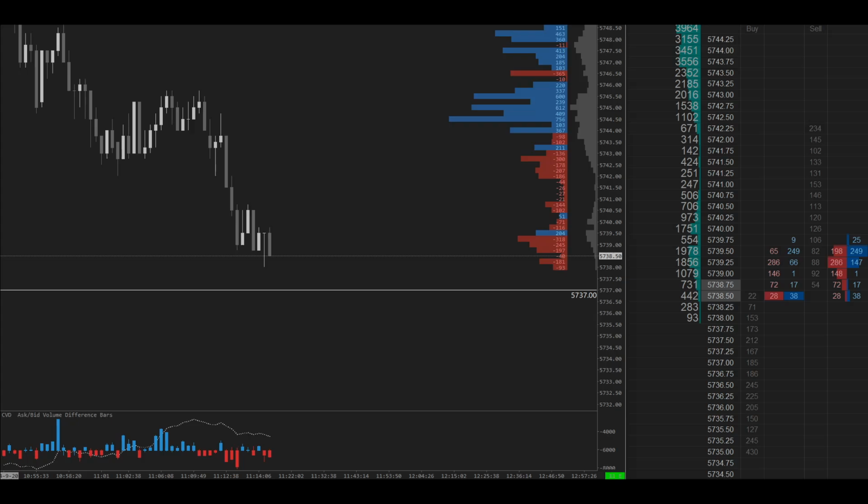Hi guys, I just want to do some order flow analysis on a long trade I took on Friday. So I had this key level that I was already planning on watching for a bit near 57.37. I was thinking the market might be trading down to look for buyers today.